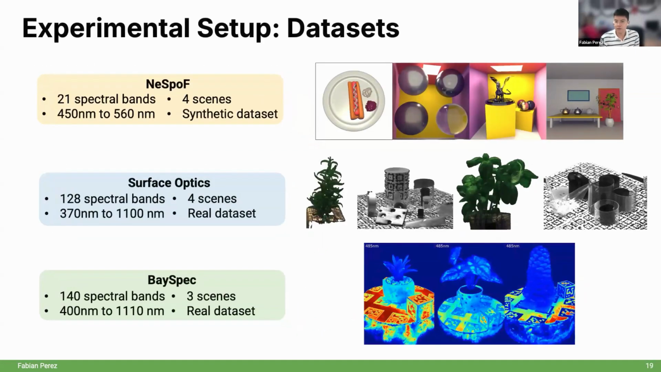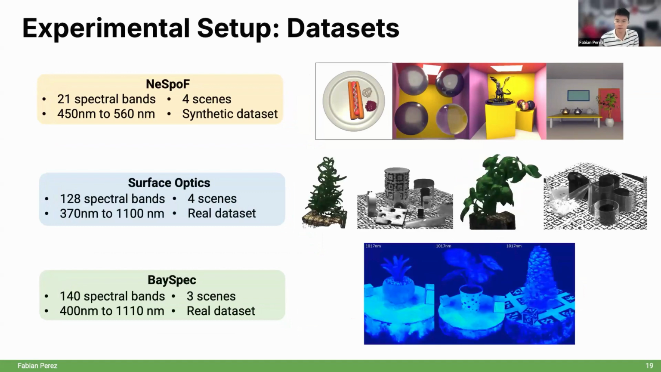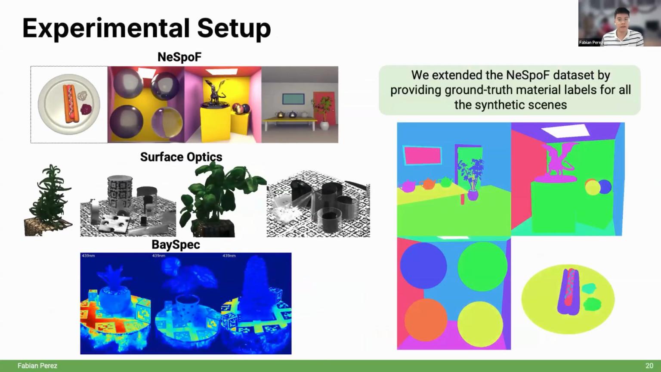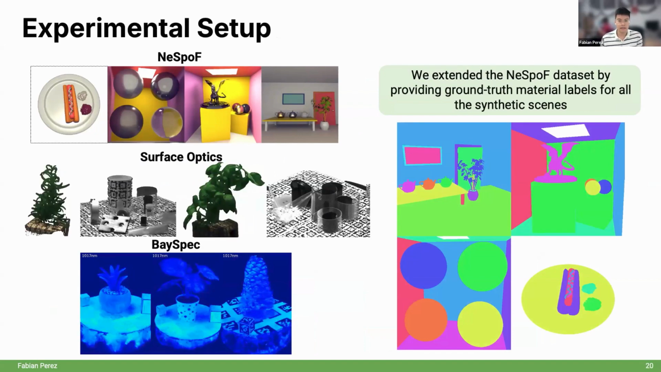Next are the datasets we used to train and test UnMix-NeRF. The first one is NeSpoF, a synthetic dataset. The second one is Surface Optics, and the third one is BaySpec. Surface Optics and BaySpec are real images captured with real hyperspectral cameras. Also, to enable quantitative evaluation of material segmentation, we extended the synthetic NeSpoF dataset with rendered ground truth material labels for all the synthetic scenes.